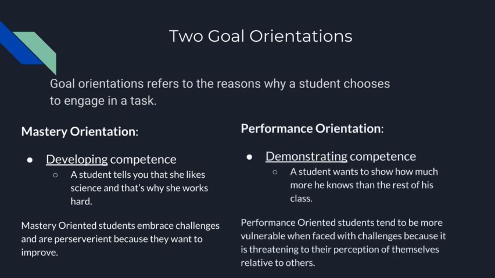Performance orientation is about demonstrating competence. So a student wants to show how much more he knows than the rest of his class. He is demonstrating his competence relative to others. Performance-oriented students tend to be more vulnerable when faced with challenges because it's threatening to their perception of themselves or their intelligence relative to others.